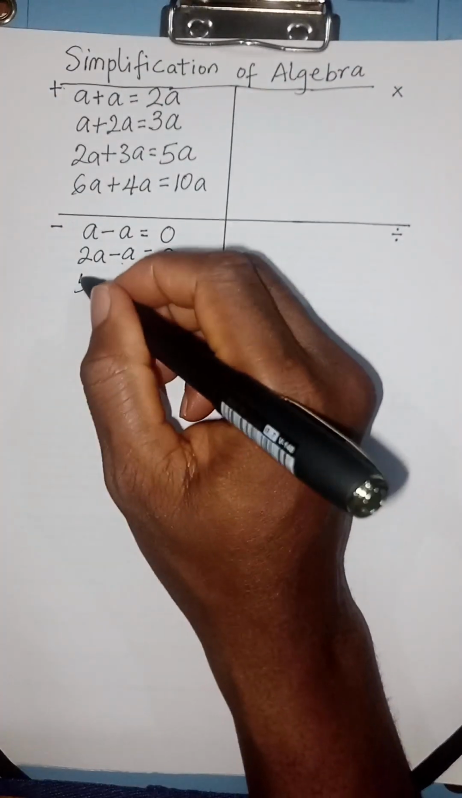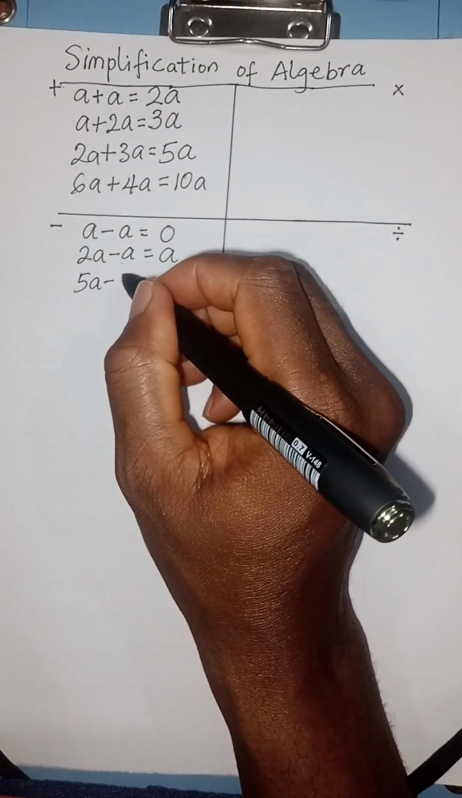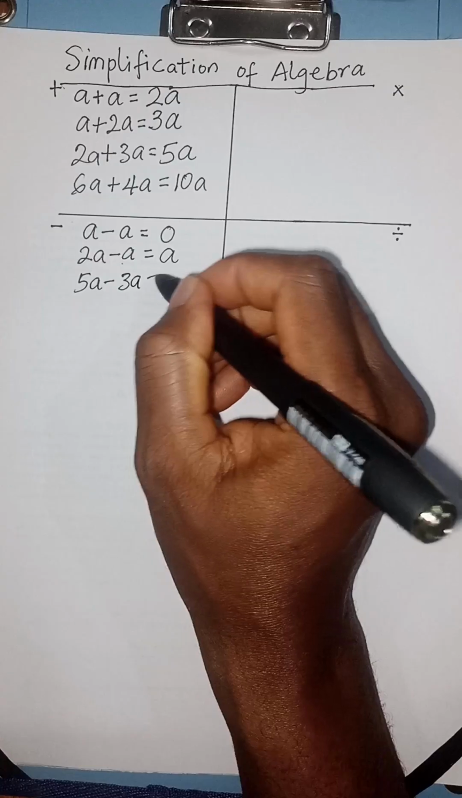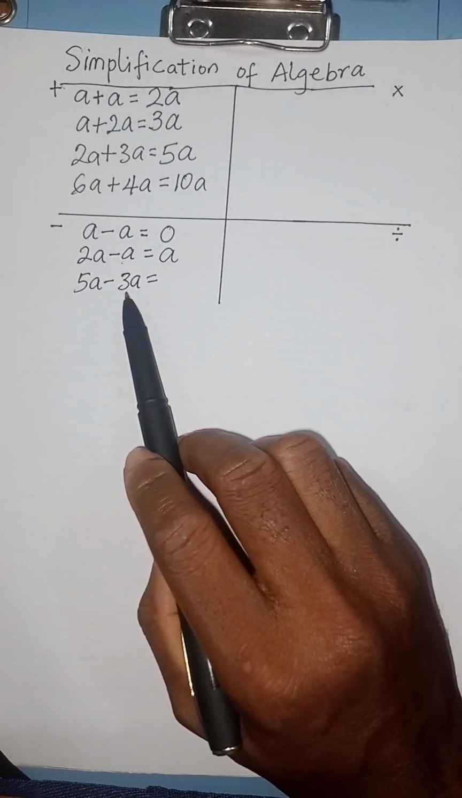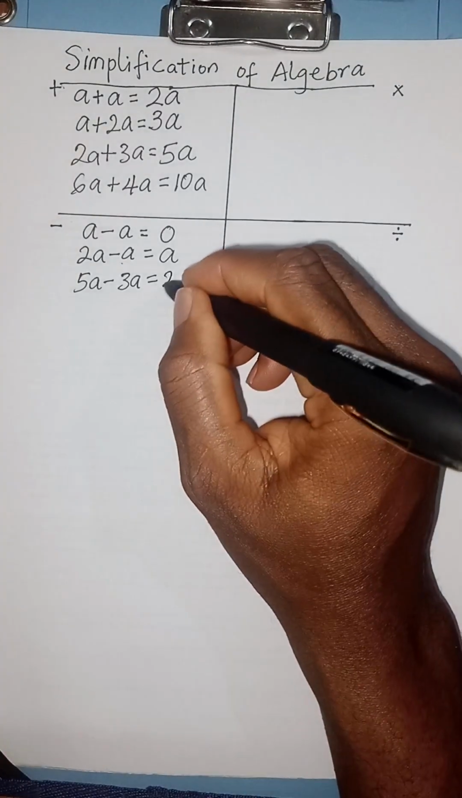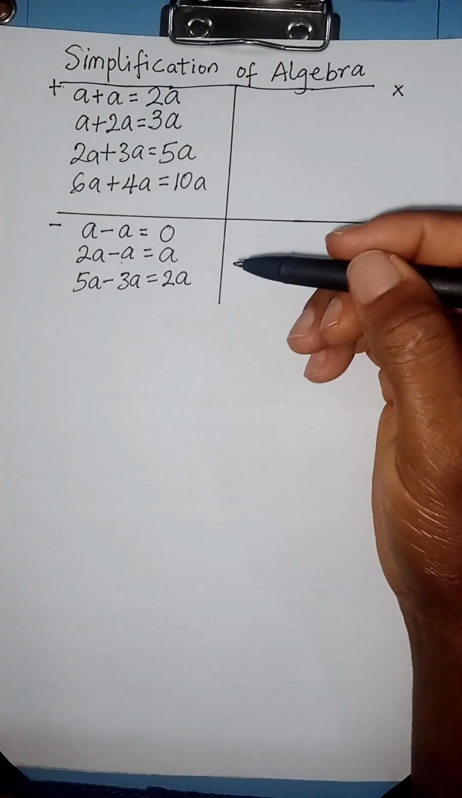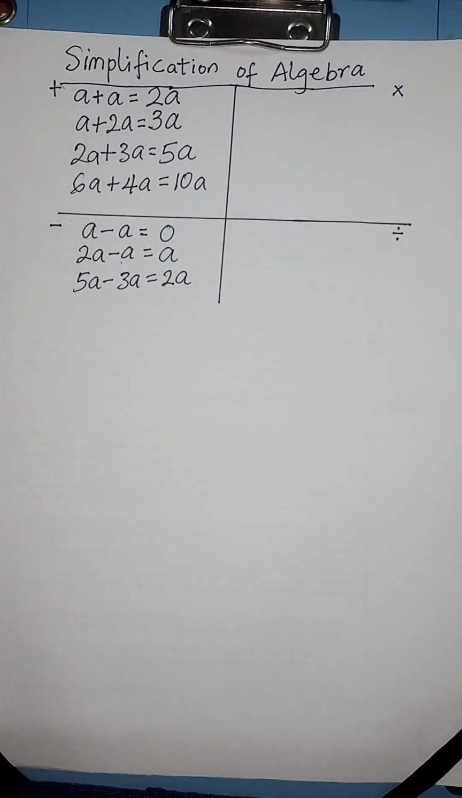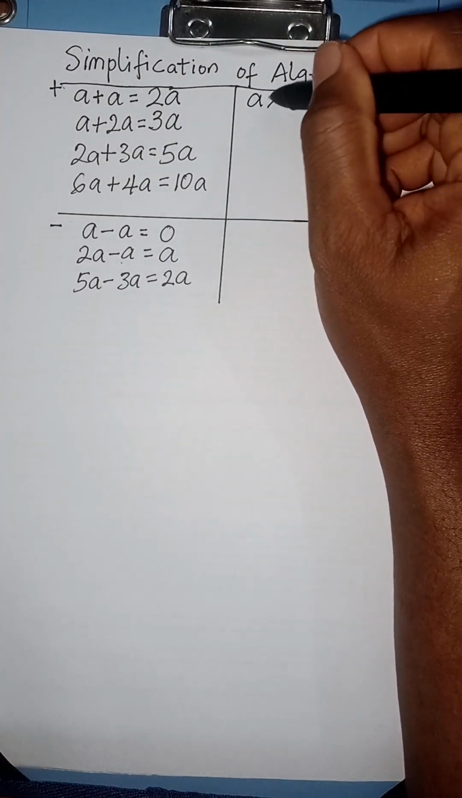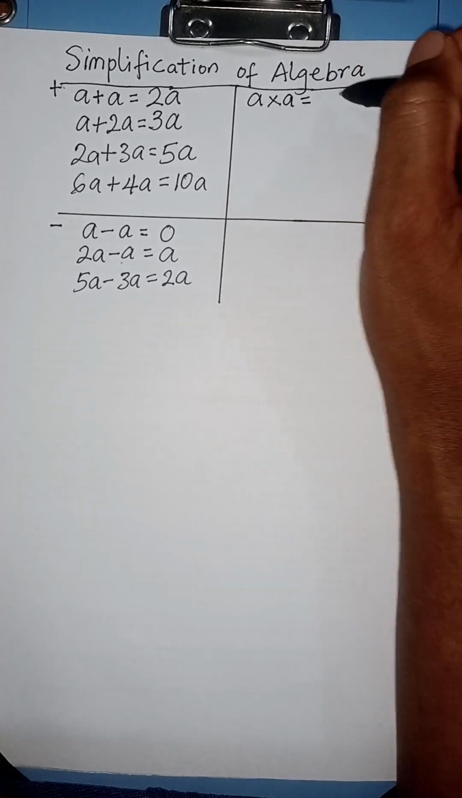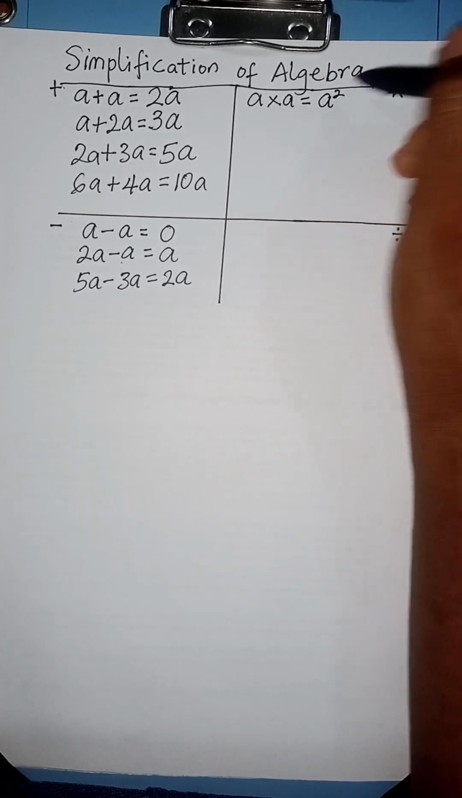If I have 5a minus 3a, this will be 5 minus 3. And that's 2, and then you write a. Let's move over to multiplication. If I have a times a, it's going to be a squared.